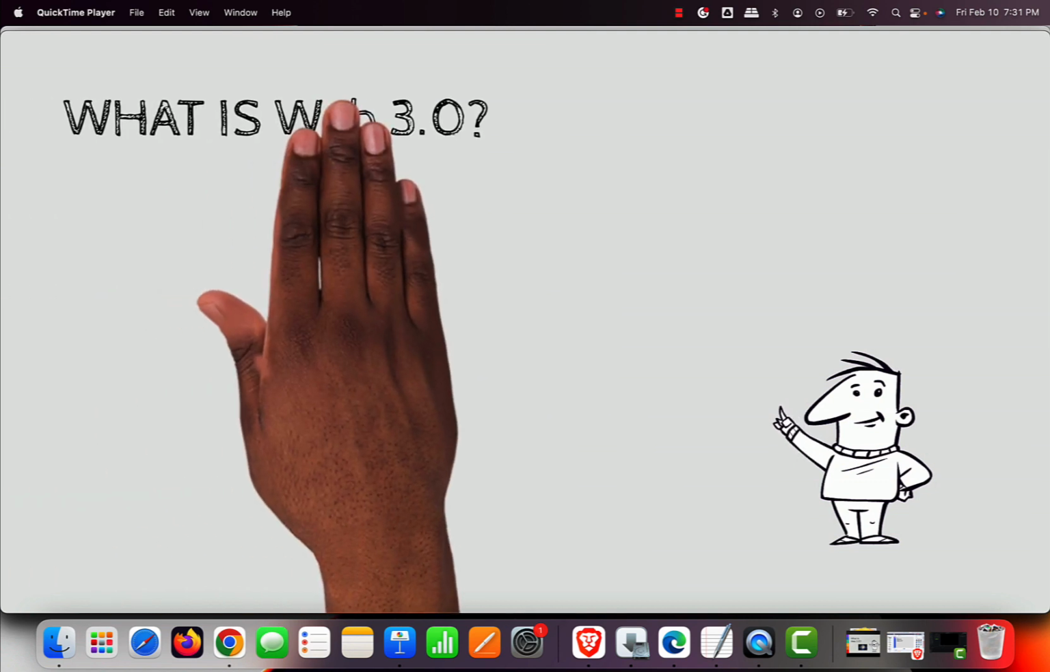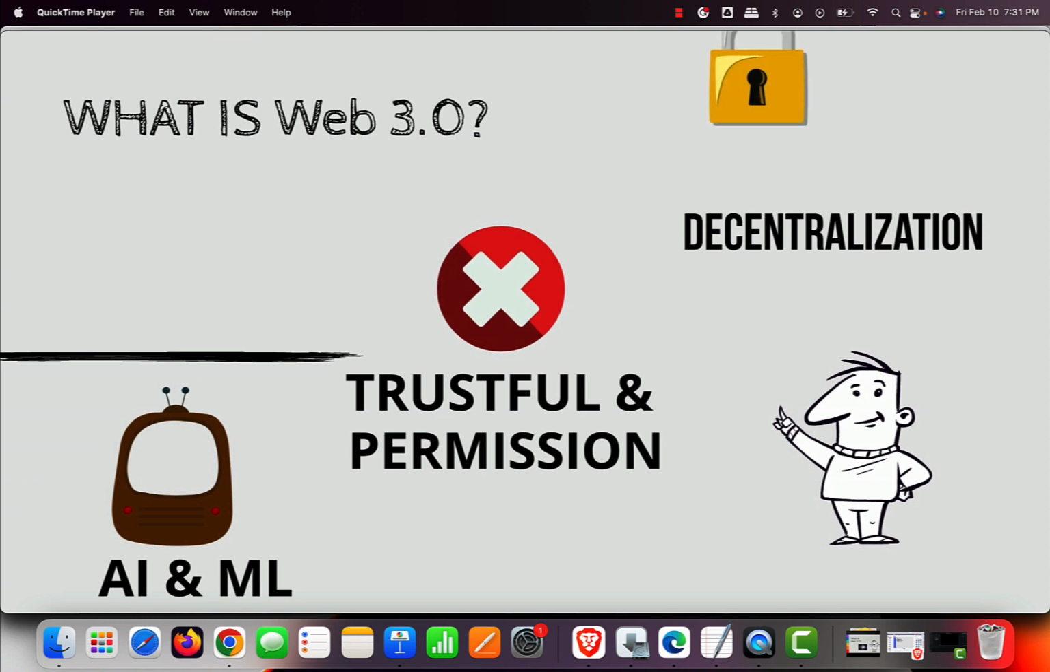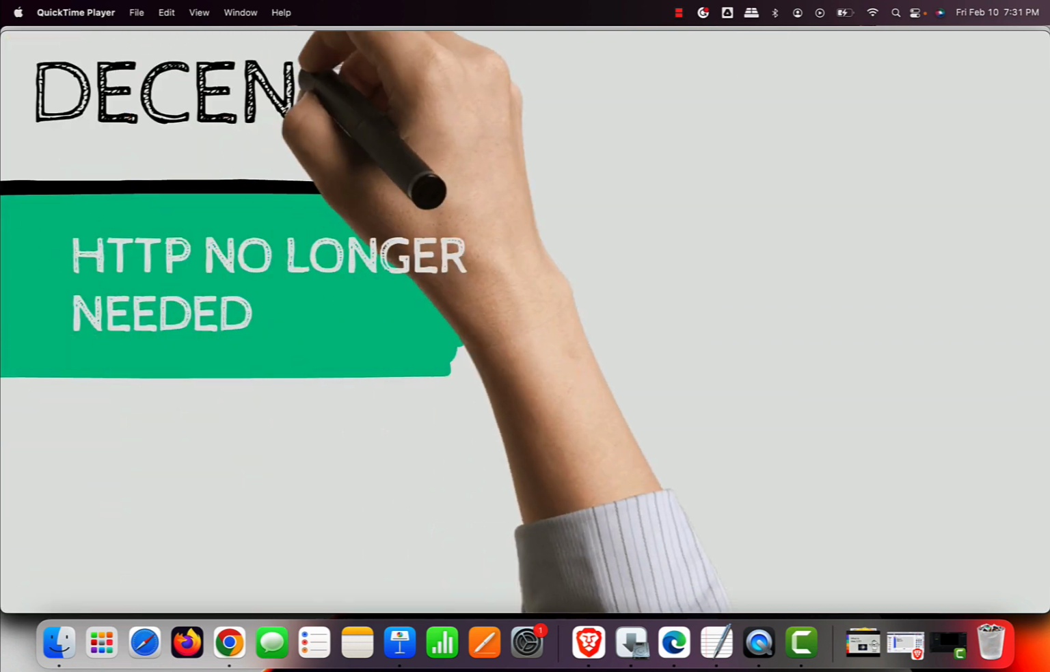So now we know why we needed Web 3.0. Let's talk about what is Web 3.0. Web 3.0 is the third iteration of the internet that interconnects data in a decentralized way to deliver a faster and more personalized user experience. It's based on three pillars: AI and ML, trustful and permissionless, and decentralization. So now let's quickly go over all of these topics one by one.